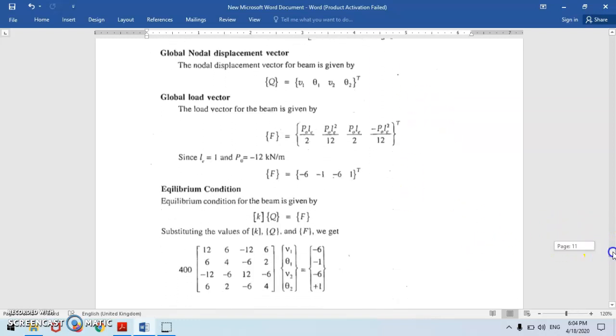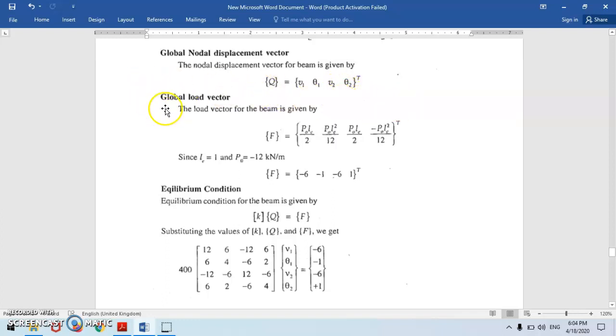The next step, the third step, is to find the global nodal displacement vector. So Q is nothing but V1, theta 1, V2, theta 2. These are the things which we need to find out. Clear? These are the things which we need to find out. Nothing is known in this. V1 is not known, theta 1 is also not known. Similarly, V2 and theta 2 are also not known.